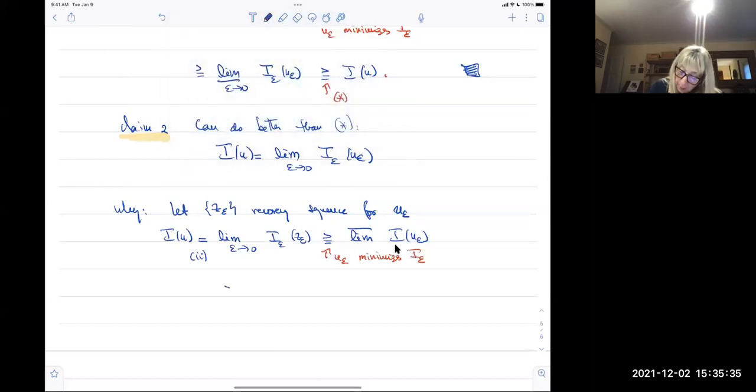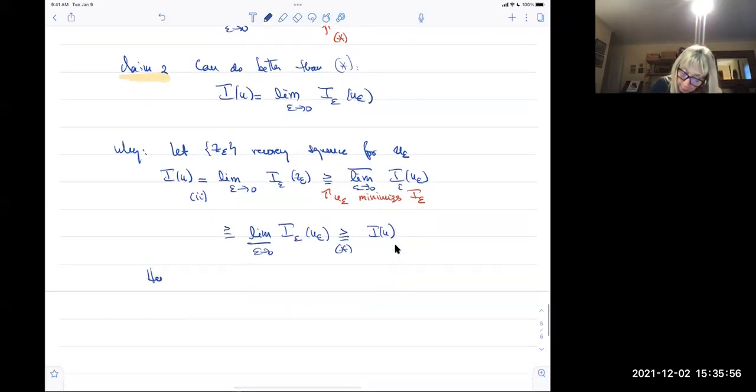And again, that's bigger than or equal to the limit of I epsilon of U epsilon, which again by star or by I, whatever you want to call it, that's I of U. So again, you have to have equality here. Right? You need to have a string of equalities.